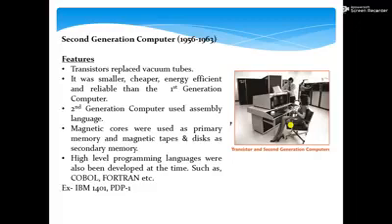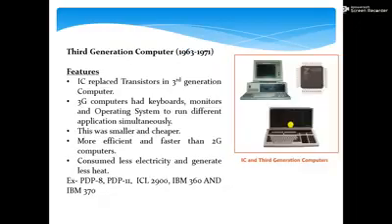Now let's move to third generation of computer. The time period of third generation of computer was between 1963 and 1971. IC, integrated circuit, was the main component of third generation computer.